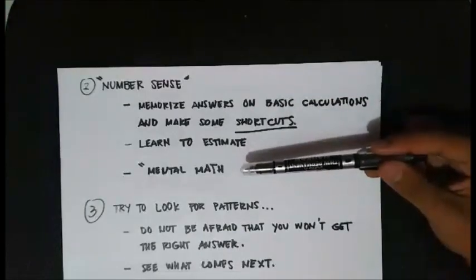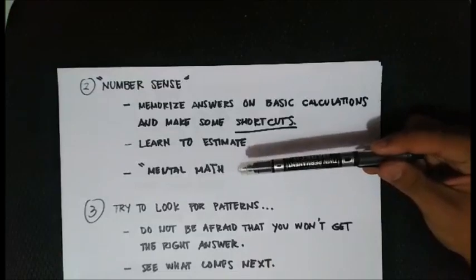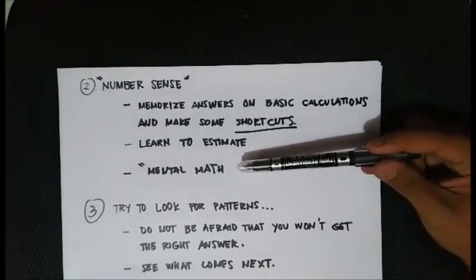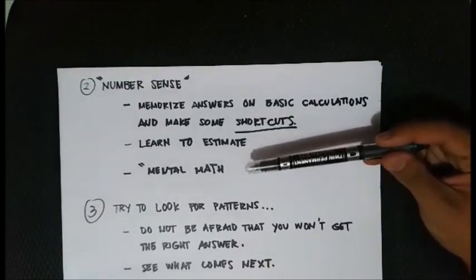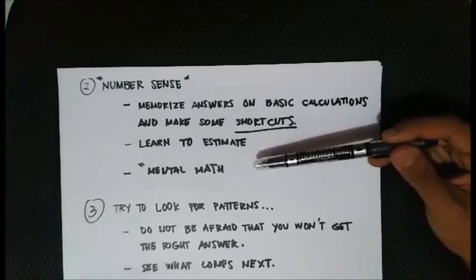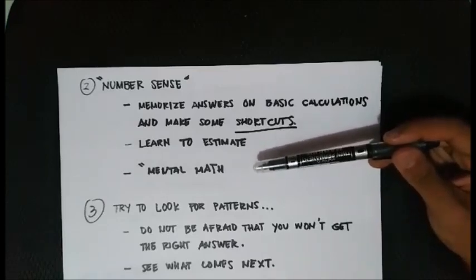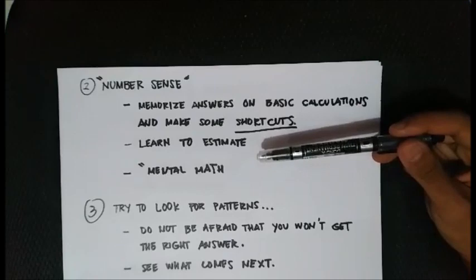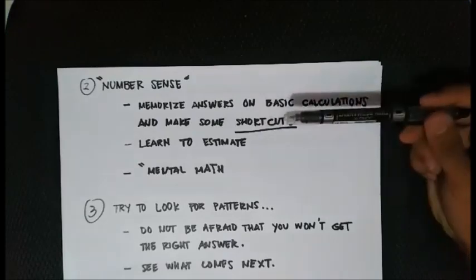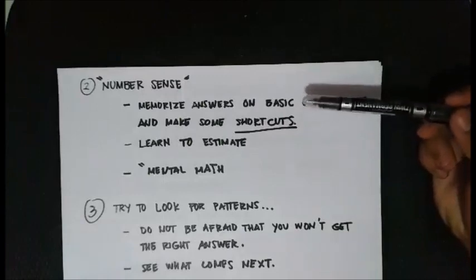And next, we have mental math. We practice mental math when we don't use pen and paper when solving some basic math problems such as 19 plus 20 is equal to 39, something like that.